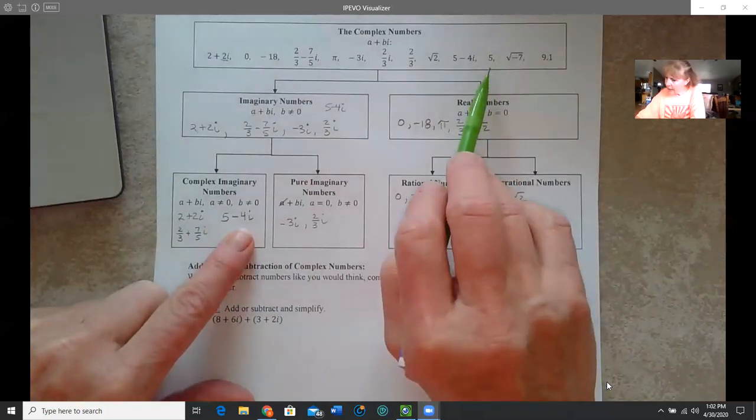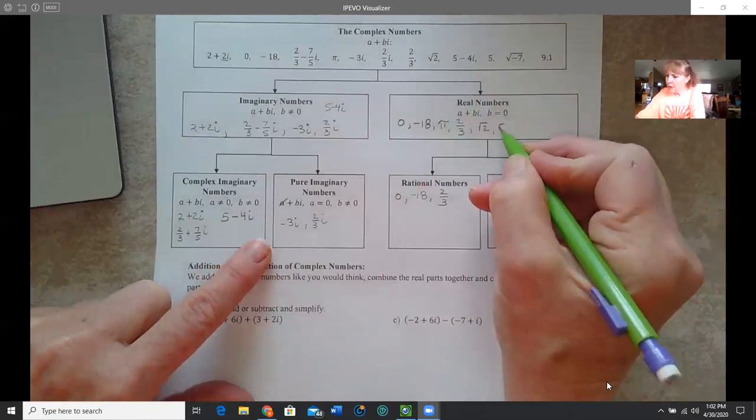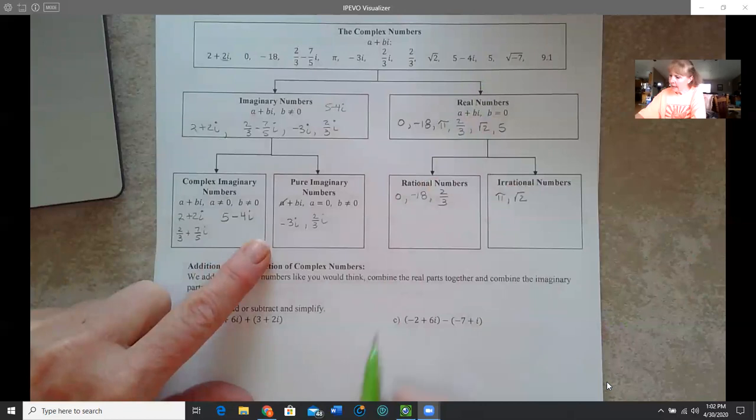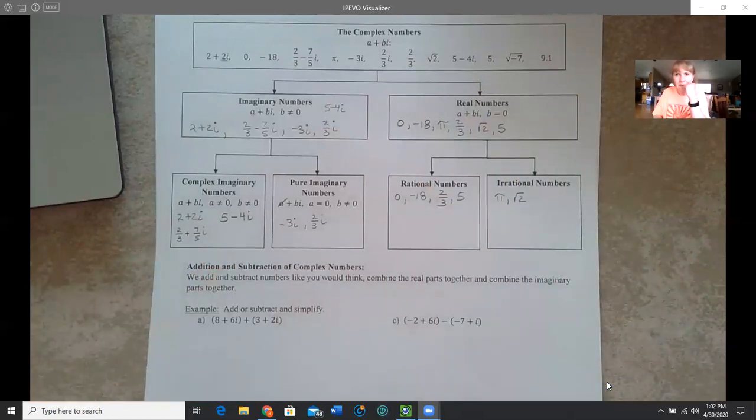Okay, let's look at 5. 5, no imaginary, it's considered just a real number. And it's also rational. 5/1. It stops. It can be written as a fraction, 5/1.